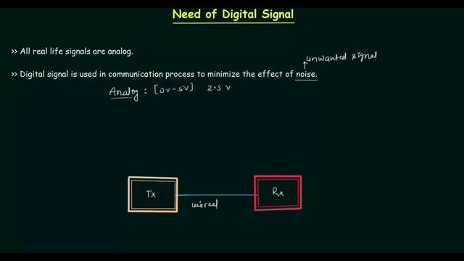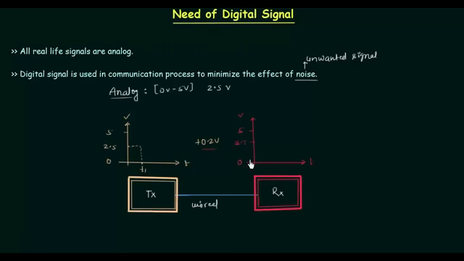So let's see what we have. Zero volt, and this is 5 volts. At any time t1 we are sending 2.5 volts, and in this channel a noise of 0.2 volt is added to this 2.5 volts. So at the receiver's end we will obtain the distorted signal. 0, 5.